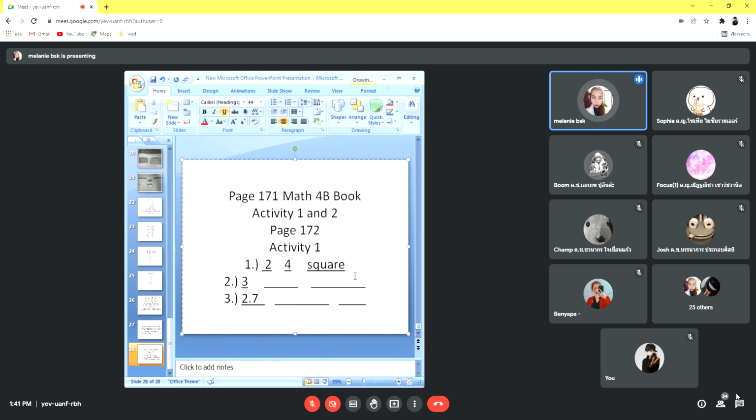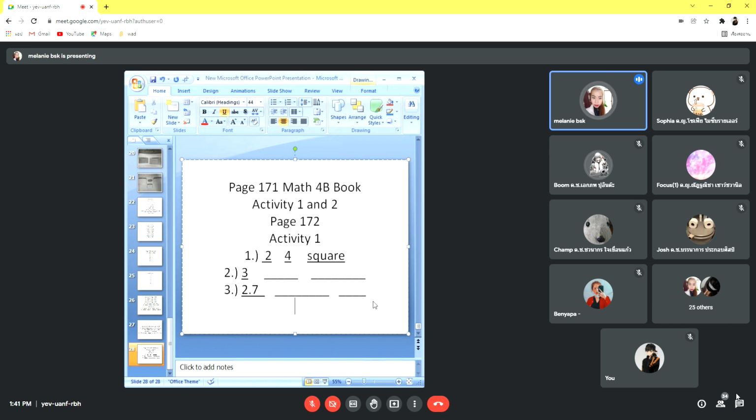Number 4, we still have number 4. Oh, I forgot number 4. So for number 4, the width of figure 4 is 10 centimeters. The height of figure 4 is 4 centimeters. And you're going to answer that one. There are blank, blank, blank, and blank, blank, blank. Figure 4 is a blank.